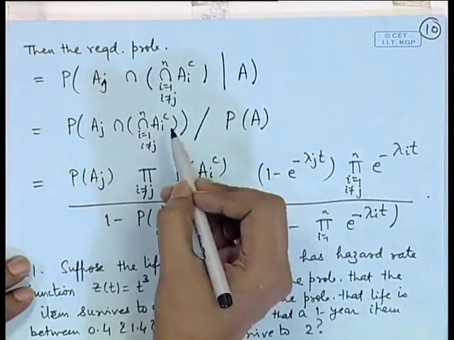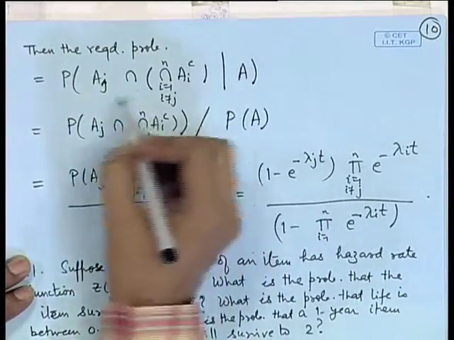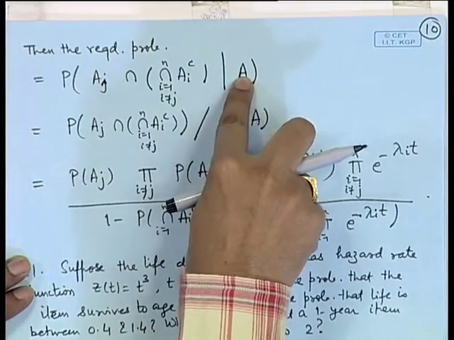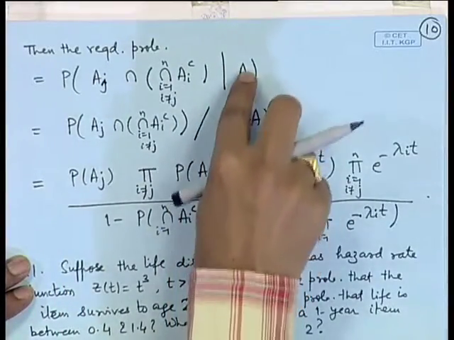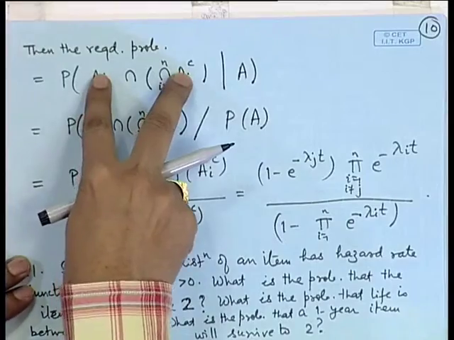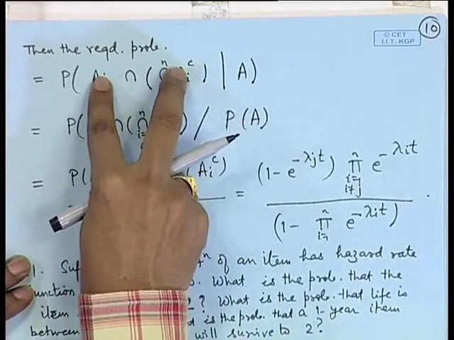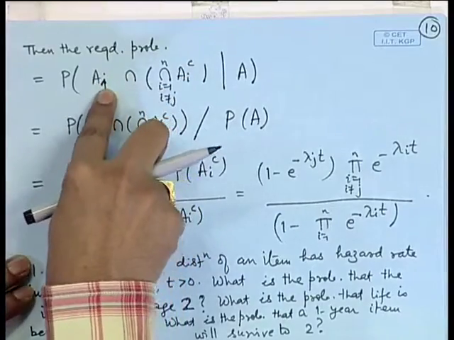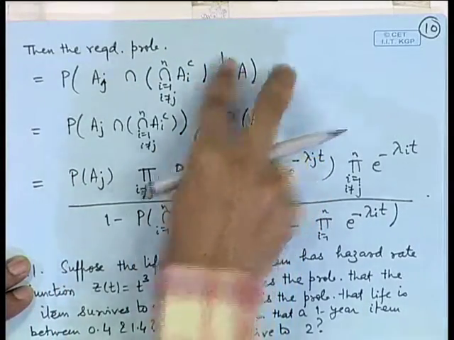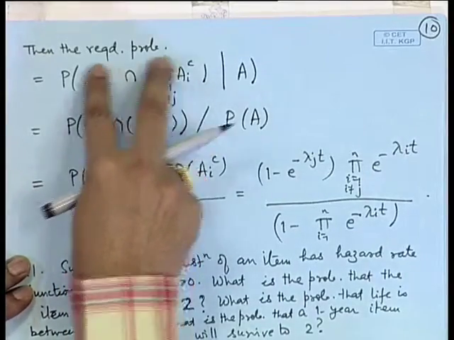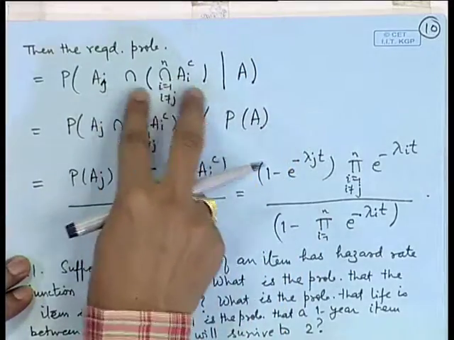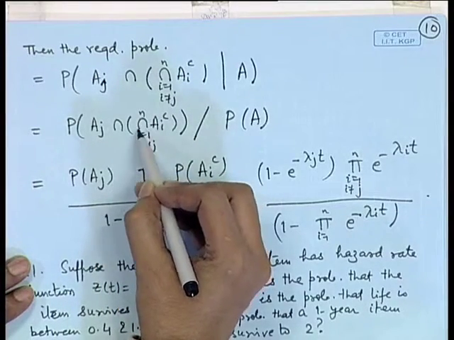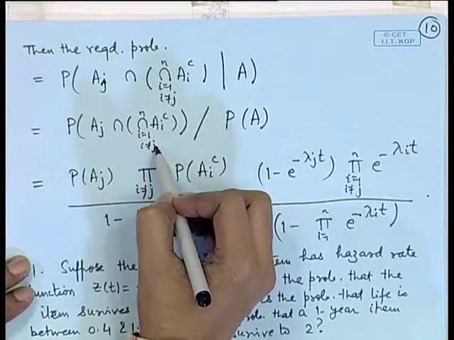What is the conditional probability of this event given that the system has failed? We apply the formula for conditional probability: probability of some event E given an event F is equal to probability of E intersection F divided by probability of F. Since it is a series system, one component failing necessarily implies that the system has failed. So this event is a subset of the event A. Therefore, the intersection gives only the event described here, that is A_j intersection with the intersection of A_i complement, where i is not equal to j.